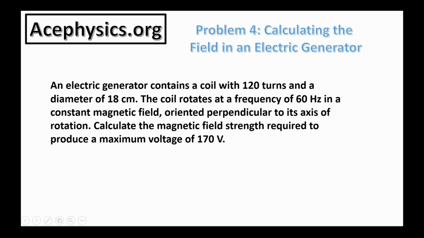The final example problem is number 4. An electric generator contains a coil with 120 turns and a diameter of 18 centimeters. The coil rotates at a frequency of 60 Hz in a constant magnetic field, oriented perpendicular to its axis of rotation. Calculate the magnetic field strength required to produce a maximum voltage of 170 volts.